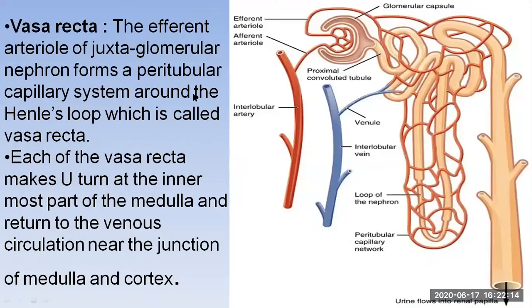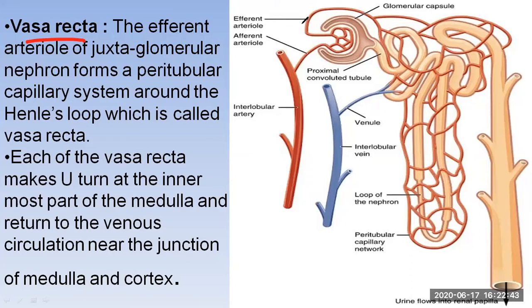Now, one is the Vasa recta. What is the role of Vasa recta? You have to see that loop of Henle and Vasa recta are both cooperative in function during the counter current mechanism. So both are necessary for the counter current mechanism. So what is the Vasa recta? With the help of a figure you can easily understand.